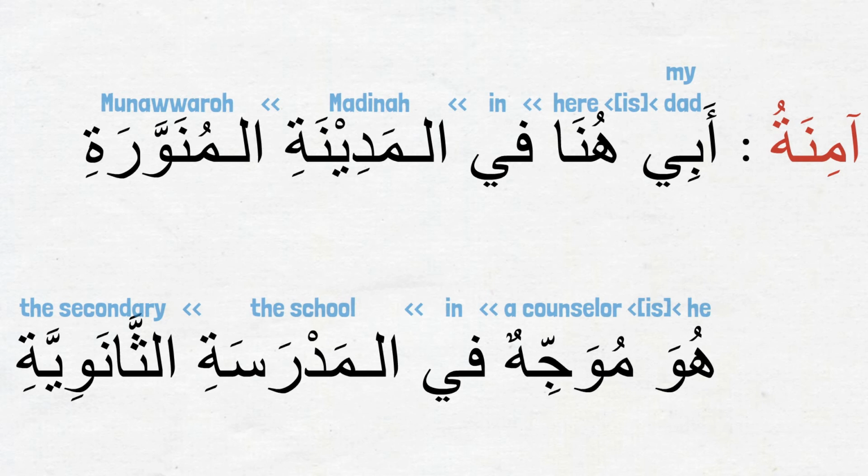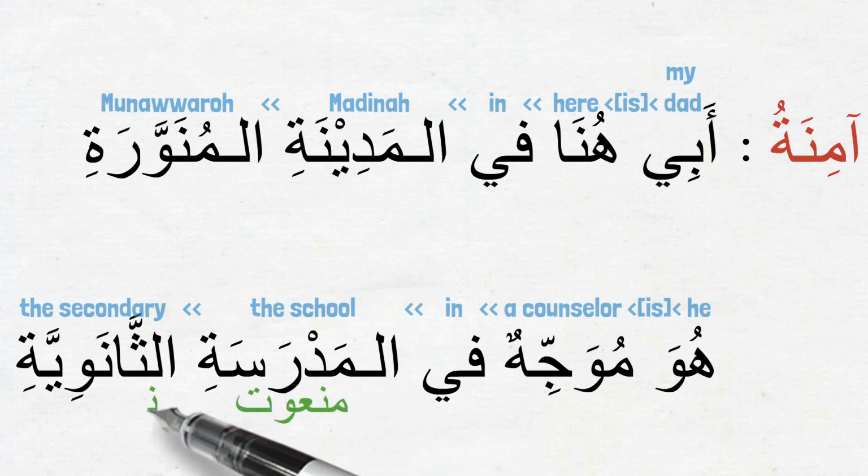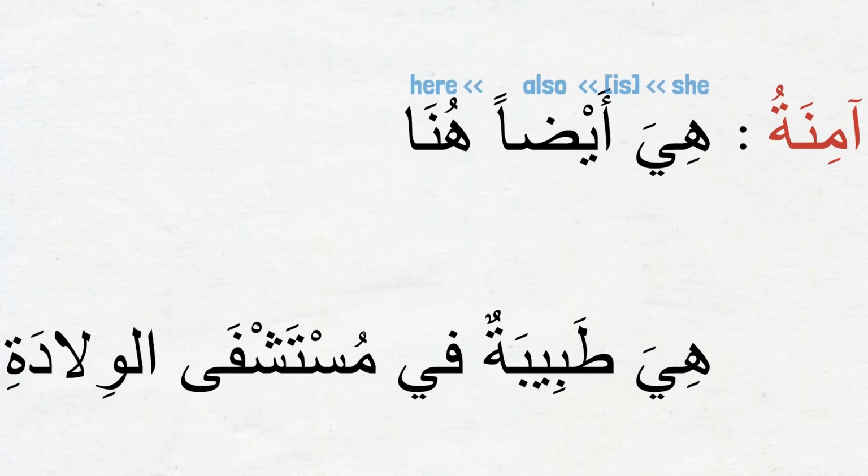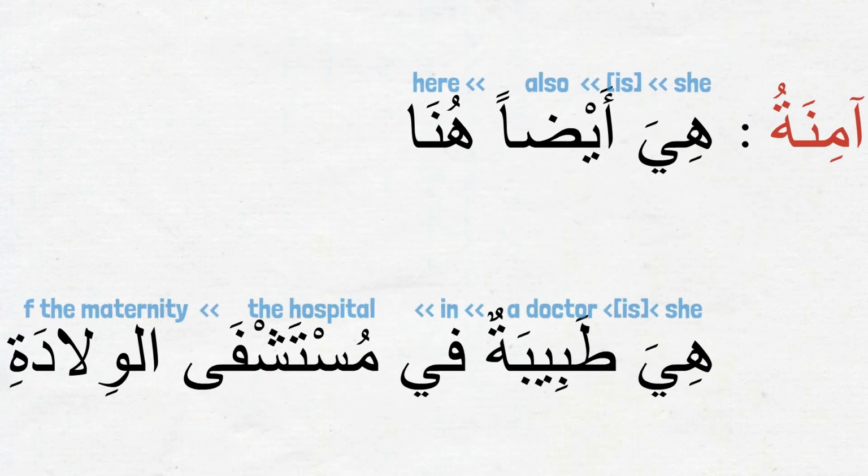المدرسة الثانوية is منعوت and نعت combination. وأين أمك? And where is your mother? هي أيضا هنا. She's also here. هي طبيبة في مستشفى الولادة. She's a doctor in the maternity hospital.